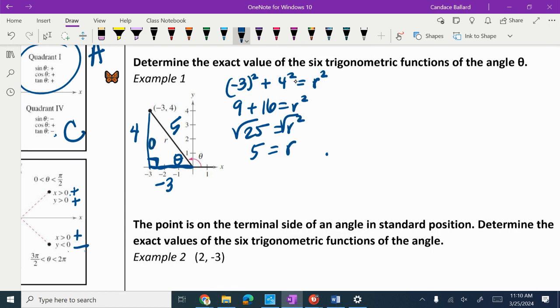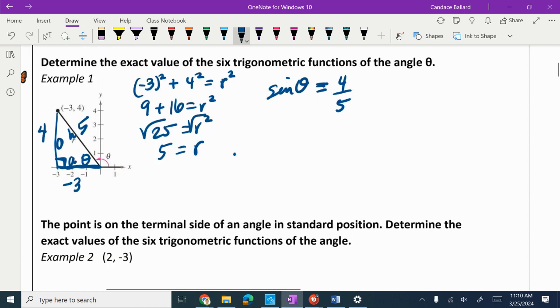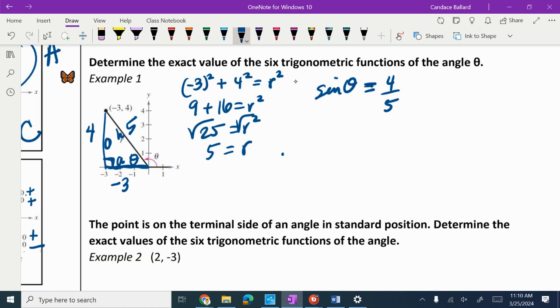We know that across from the 90 is hypotenuse, and next to the reference angle is the adjacent. Okay. All right, so I got to find all 6. So sine of theta. All right. What is on the opposite? 4. What's on the hypotenuse? 5. What do we get for free when we have sine? What's the reciprocal? Cosecant, right? So I'm just going to flip it.